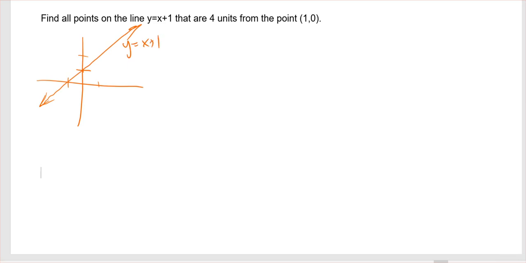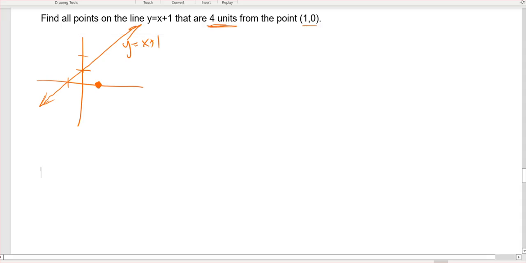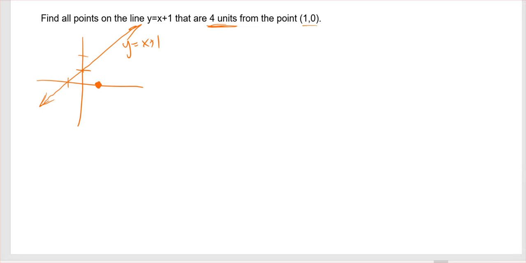So we want every point on that line that is 4 units away from the point (1, 0). So the point (1, 0) is right there. If we want to be 4 units away from that, we can kind of see in our head a line segment of length 4 that connects that line to the point. It doesn't exactly matter how we draw our picture because we're not going to get the information from our picture. We're just going to get an idea of what it is that we want to do. So I've got my point (1, 0), and then we've got 2 guys up here, and now we have to find these things.